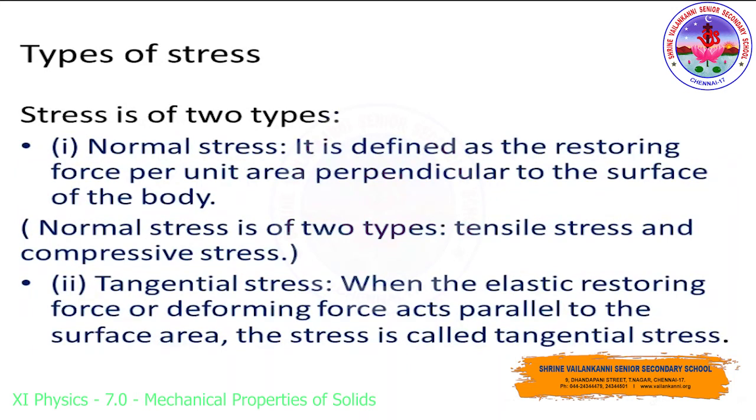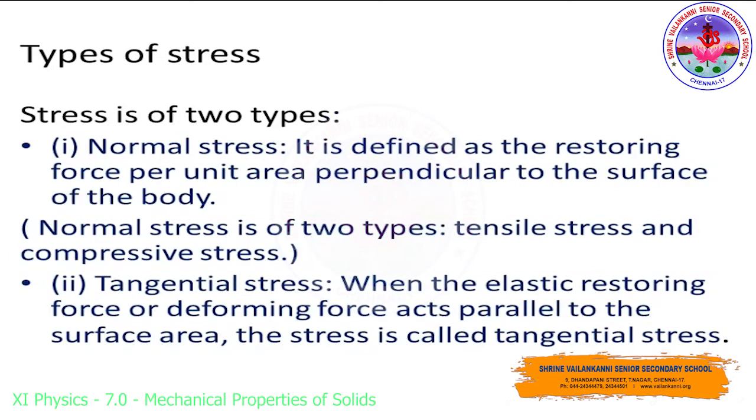What is tensile? The tensile stress is nothing but the restoring force set up per unit area of the body when the length of the body increases in the direction of the deforming force. The change in the length, we can call it a longitudinal stress. Okay. The compressional stress gives a decrease in length. It is the restoring force set up per unit area of the body when the length decreases under a deforming force.